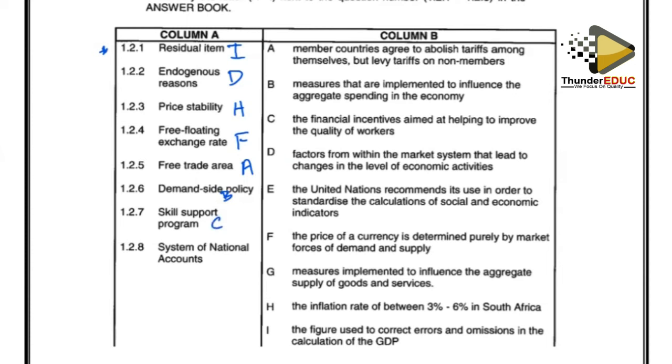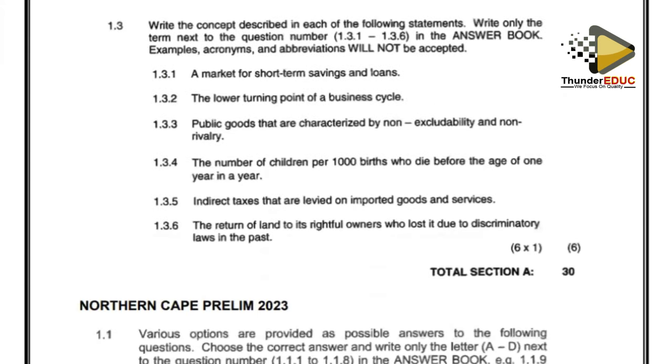Then we have the system of national accounts. System of national accounts, we have the United Nations recommends its use in order to standardize the calculation of social and economic indicators. Okay, right, grade 12. Now let's move on to the next question. The next question that we have, 1.3. So this question reads as follows. A market for short-term savings loans, this is nothing but money market.